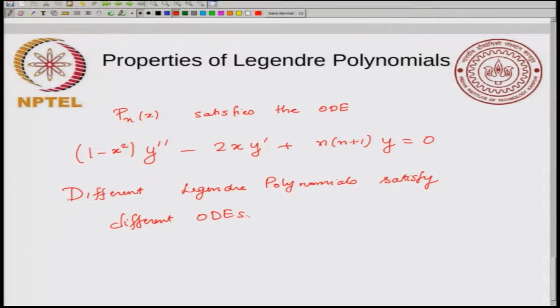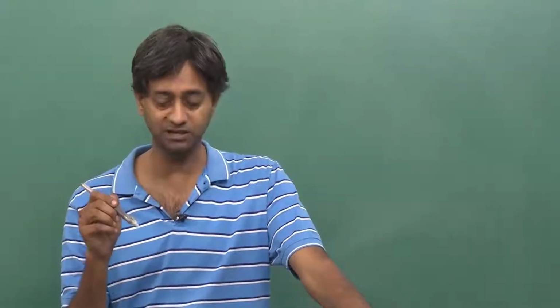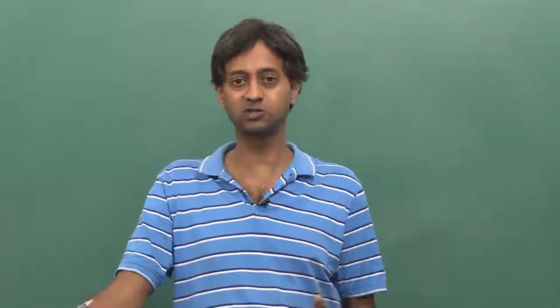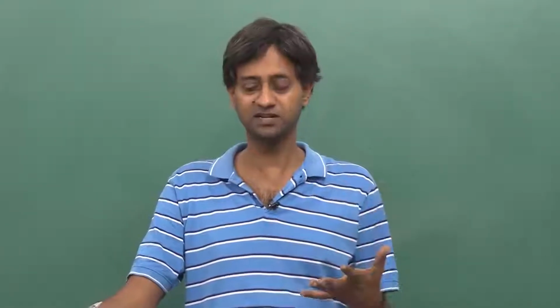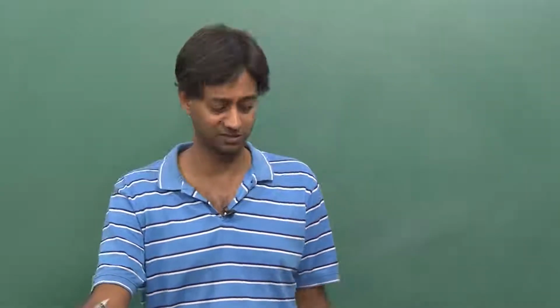If I take P_1, then P_1 will satisfy an ODE with n equal to 1. If I take P_2, I will get a different ODE, with n equal to 2. So different Legendre polynomials satisfy different ODEs. It is the same form, but they satisfy different differential equations. This is a very important idea when you are dealing with power series methods: the different polynomials are not solutions of the same differential equation. Nevertheless, they are related to each other and they are also orthogonal to each other.